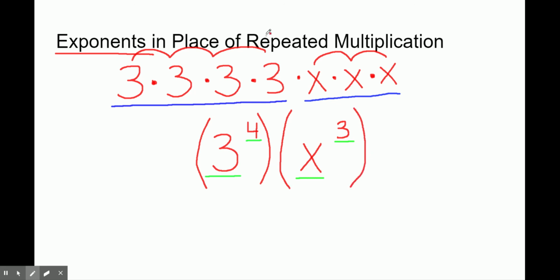So to simplify that equation, we would have 3 to the 4th times x to the third. And that would be that same equation written out using exponents in place of our repeated multiplication.